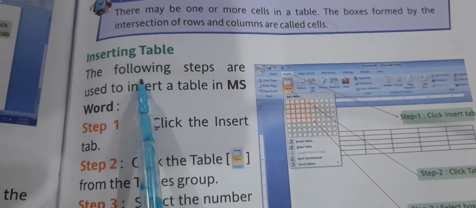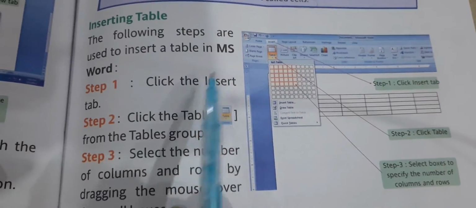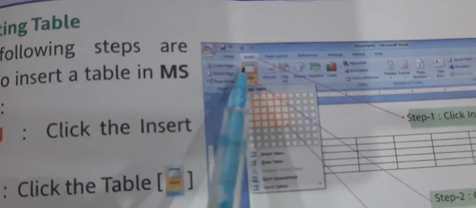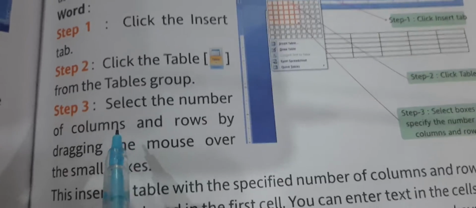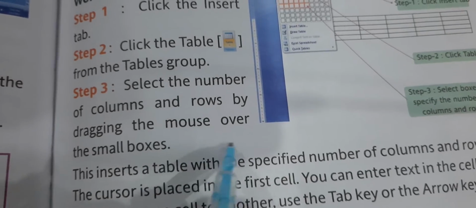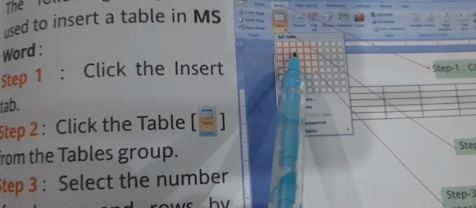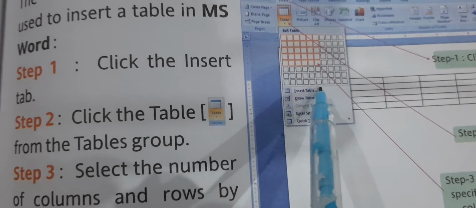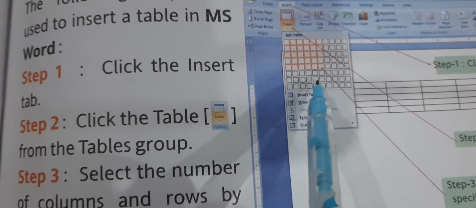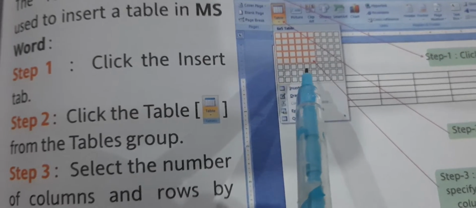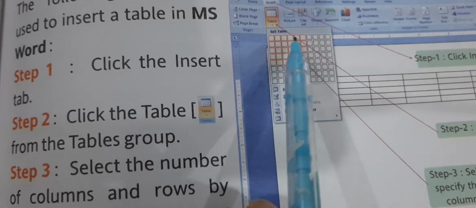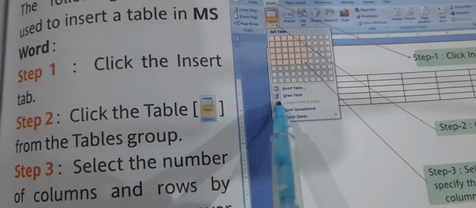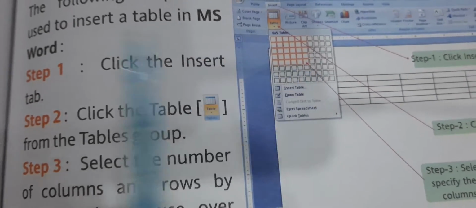Now, inserting a table. The following steps are used to insert a table in MS Word. First we will go to the Insert tab. Here you can see the Insert tab, and here you can see Tables. So click on the Insert tab, click on Tables, and select the number of rows and columns by dragging the mouse over the small boxes. The table will be inserted. I have shown you practically also that it is so easy. Like here we are dragging over these boxes. We can have this number of columns and this number of rows, and then we can insert these.